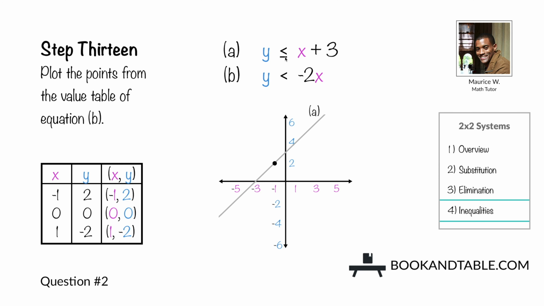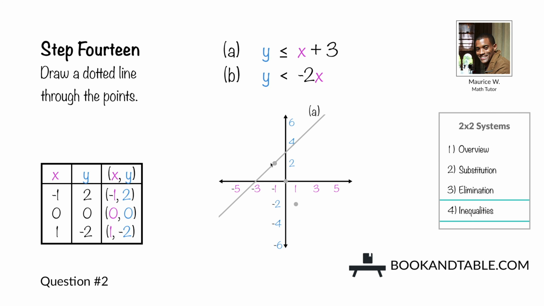Step 13, plot the points from the value table of equation B. So you go back to that value table in your notes. The first point is the vertex, negative 1, positive 2. The second point is the origin, 0, 0. And the third point is positive 1, negative 2. So these 3 points allow us to draw the line for inequality B.